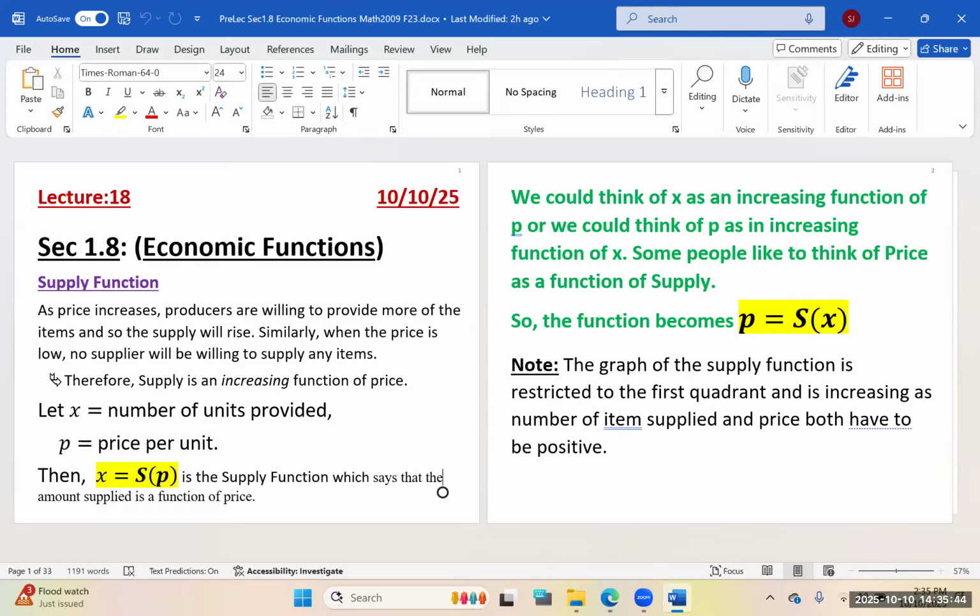So supply function. As price increases, producers are willing to provide more of the items, right? If you know your item is going to sell with more money, you are very willing to produce more items. The more you produce, the more they will sell, the more money you get. So more price means more production. On the other hand, if you know the price is low, that means you don't want to produce more items. Price is low, so you just want to produce the bare minimum. Because what's the point? You're not going to gain any profit. So why waste your time?